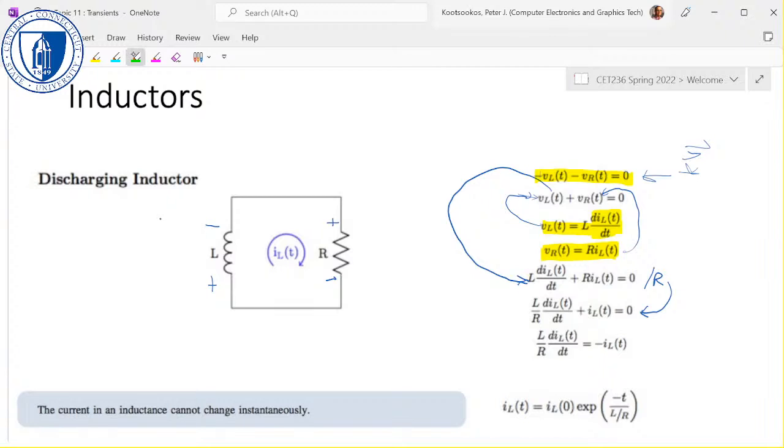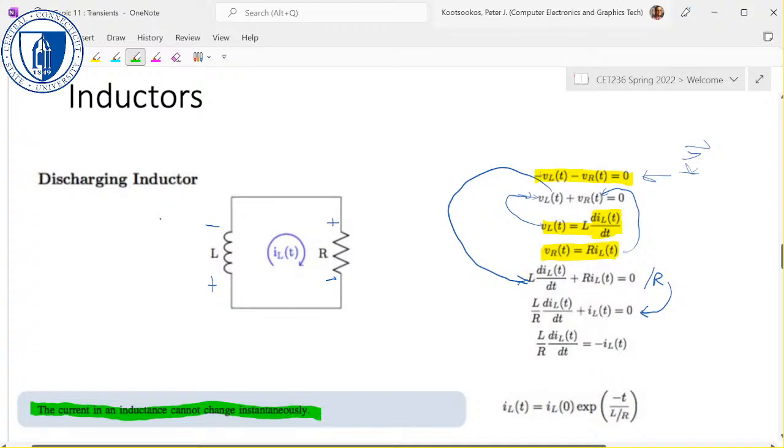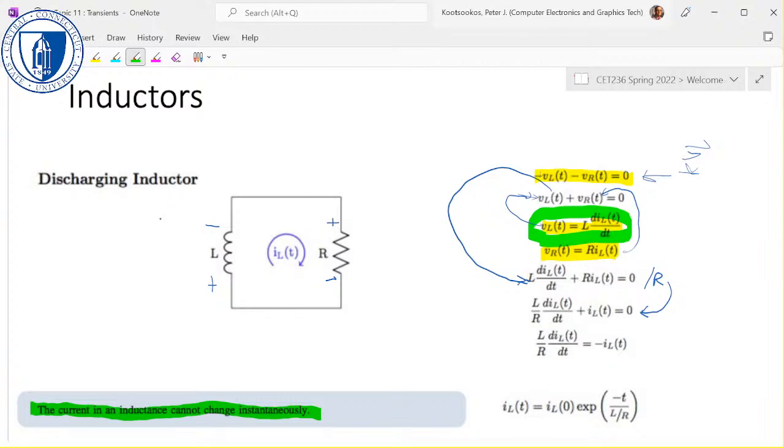So just like we had something that can't change for the capacitor, we have something that can't change for the inductor. The current can't change. Right? That's what this equation here is telling us. V equals L dI/dt. If the dI/dt changes abruptly, we get a very big voltage.